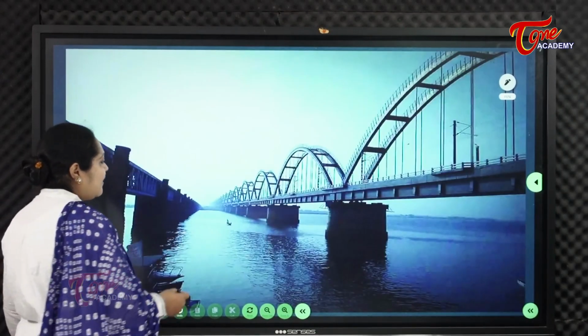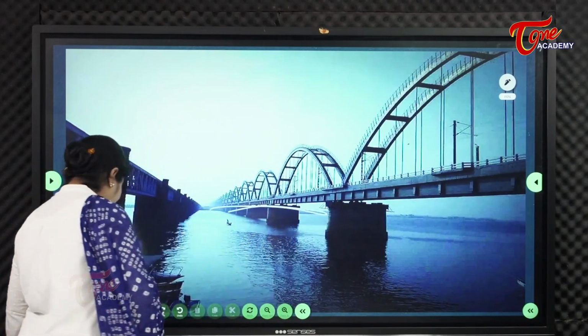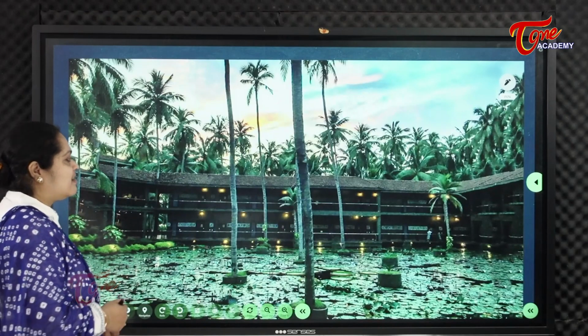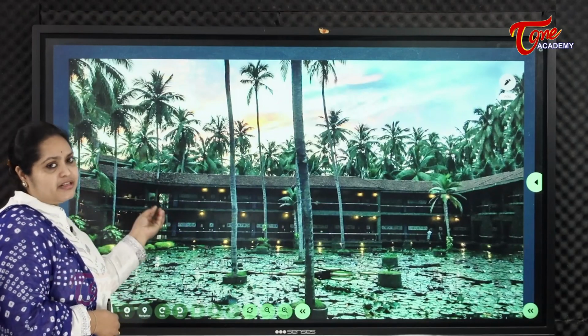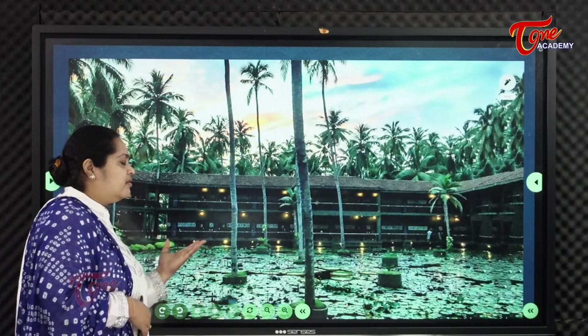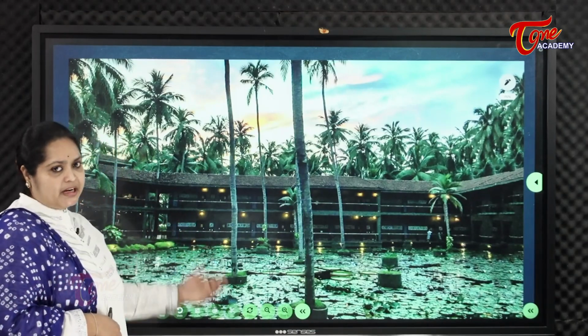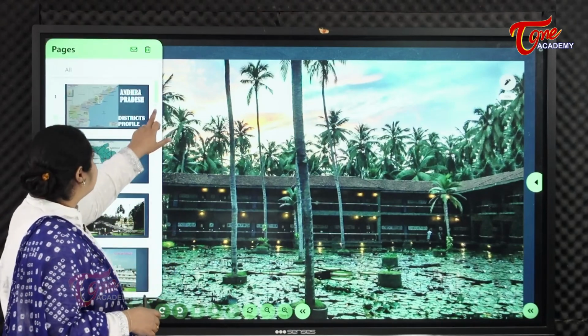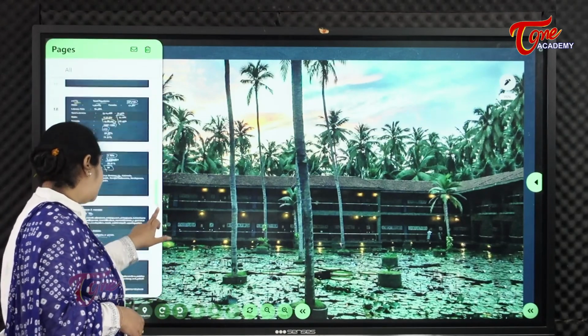Rajahmundry Bridge, Rajahmundry Barrage, the city of Rajahmundry. Next is Dindi Resort. Dindi Resorts are very famous nowadays. Many people love to visit these resorts. So these are the tourist destinations of East Godavari.